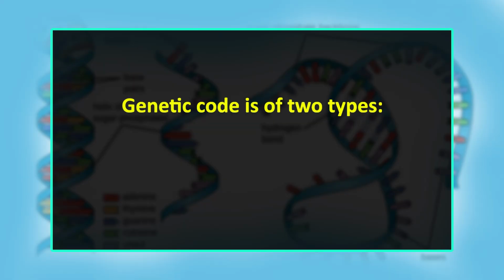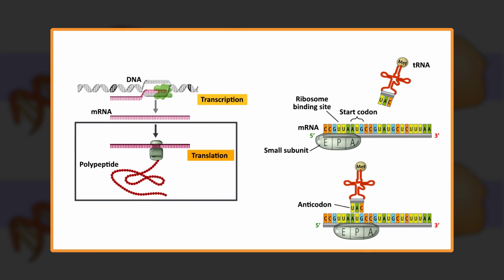The genetic code is of 2 types. The genetic code can be expressed as either RNA codons or DNA codons. So, RNA codons occur in messenger RNA, that's mRNA, and are the codons that are actually read during the synthesis of polypeptides. The process is called translation.